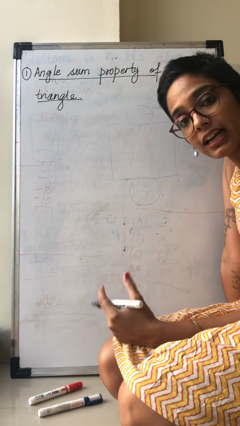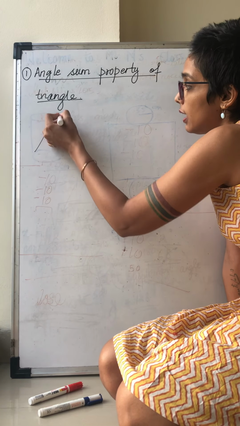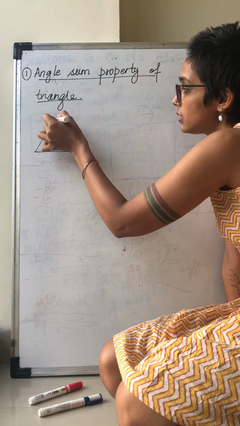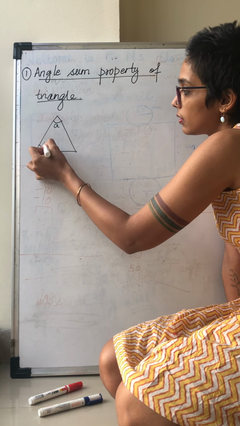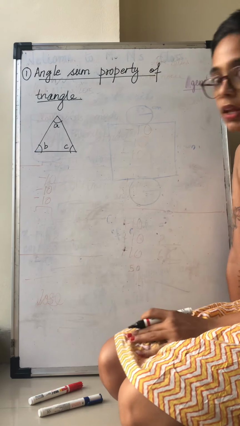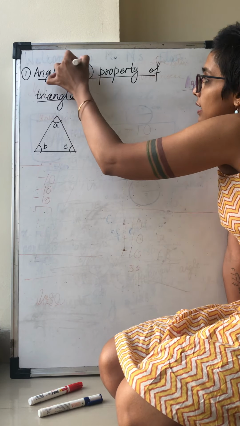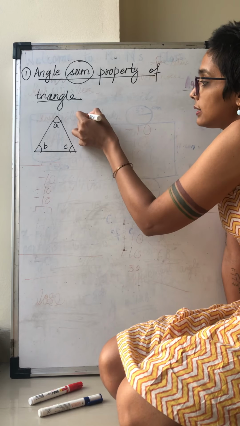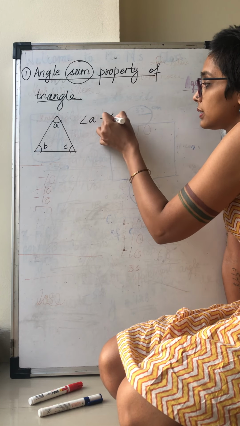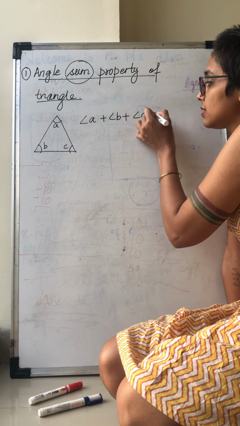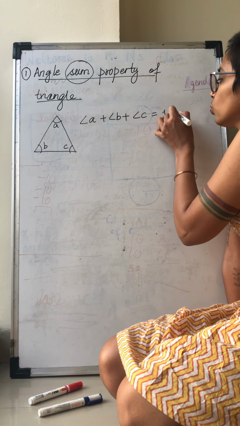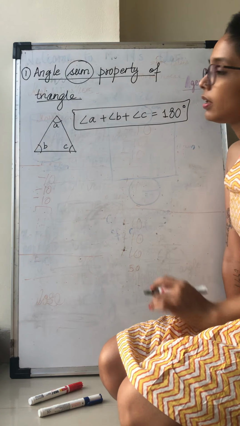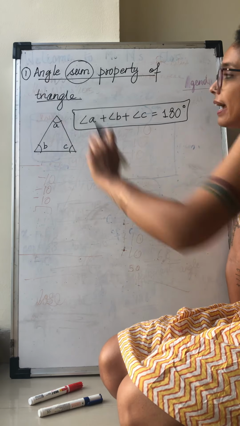Now what does the angle sum property of a triangle say? We know that a triangle has three angles. Consider this is A, this is B and this is C. When it says angle sum, that means we are adding all the angles up. So I can say angle A plus angle B plus angle C will be equal to 180 degrees, and this is nothing but the core of the angle sum property.